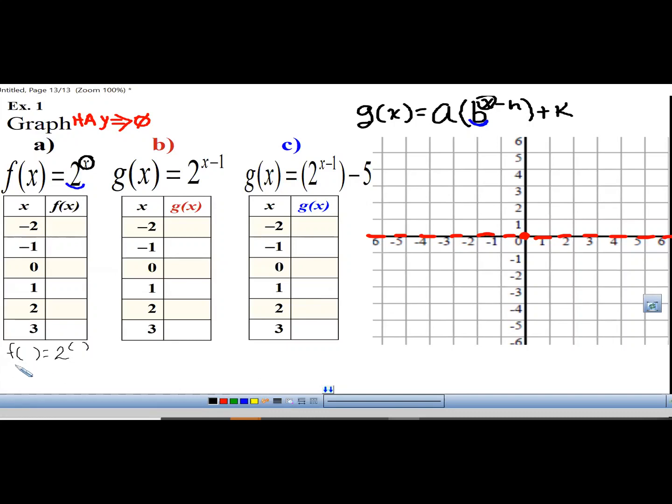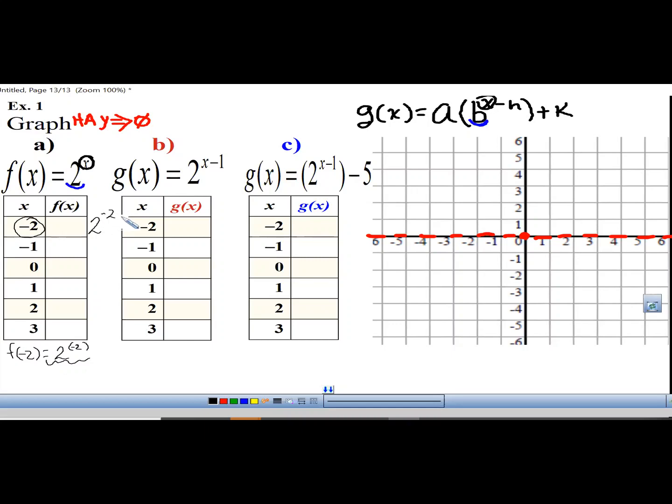All right. So we're going to fill in this table using these values for x. Notice I wrote f of x equals 2 to the exponent of x. So what is my first value? My first value is -2. I'm going to write it right here so you guys can see. So we got 2 to the -2.